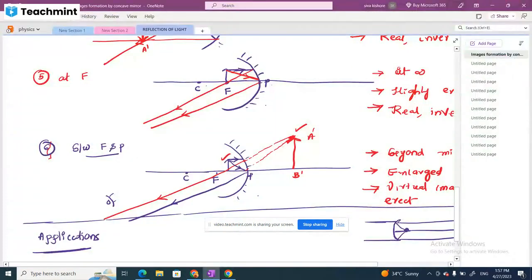So the light can travel a very long distance. This is also one of the applications of the concave mirror.